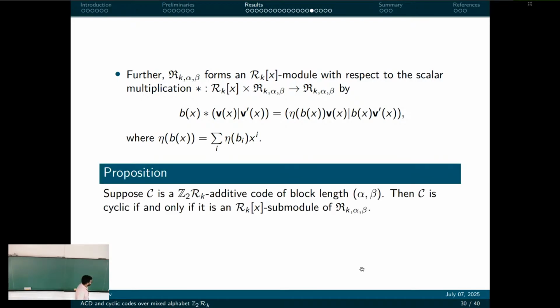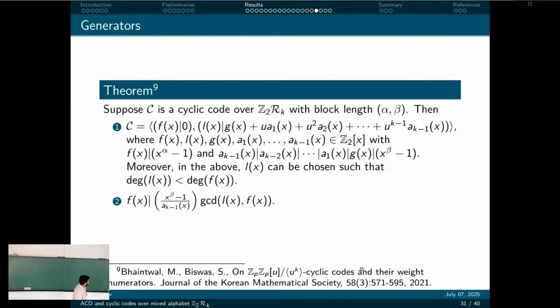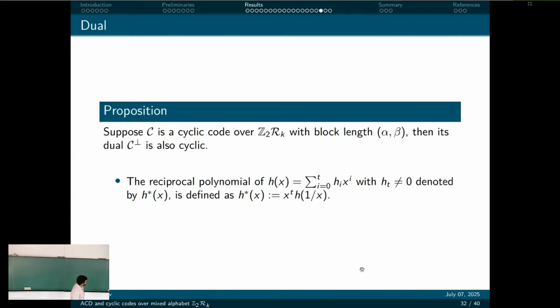Next we have a proposition. If C is a Z2Rk additive code of block length alpha beta, then C is cyclic if and only if it is an Rk[x] submodule of Rk alpha beta. Bethwal and Biswas found the generator polynomials of any cyclic codes over Z2Rk. So these are the generators they found, and with the help of these generators, we aim to find the generators of its dual. If C is a Z2Rk cyclic code, then its dual is also cyclic.